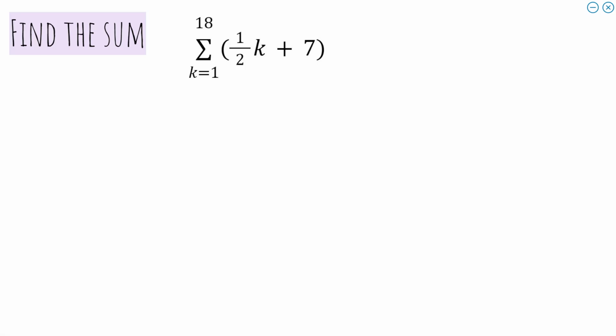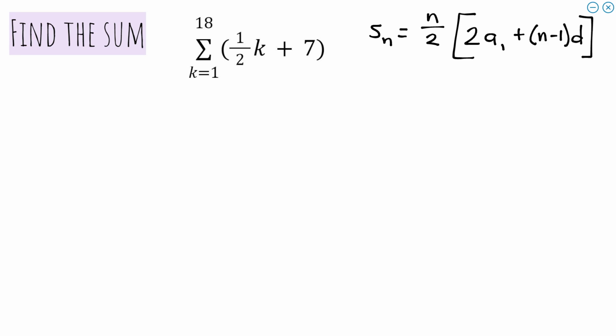Okay, guys, so we are going to be finding the sum here, and this is given to us in our summation notation. So we're going to be using the same kind of formula that we did yesterday in order to put this through our series. So we're going to be using our S sub n of n over 2 times the quantity 2 times our first term plus our n minus 1 times our common difference. So we're finding the sum of this series.